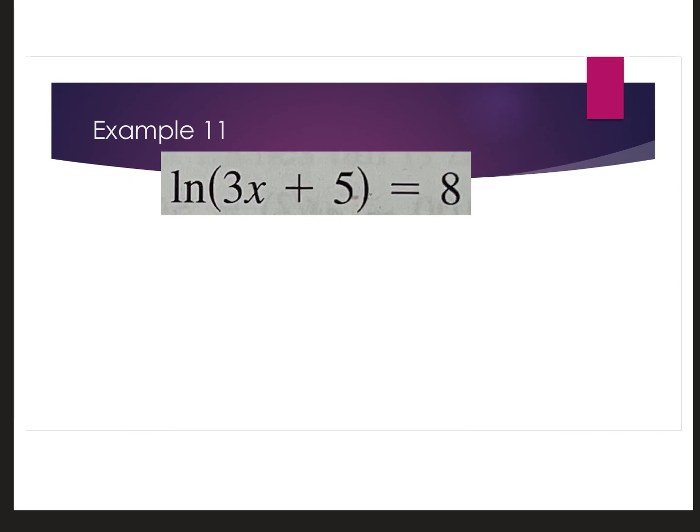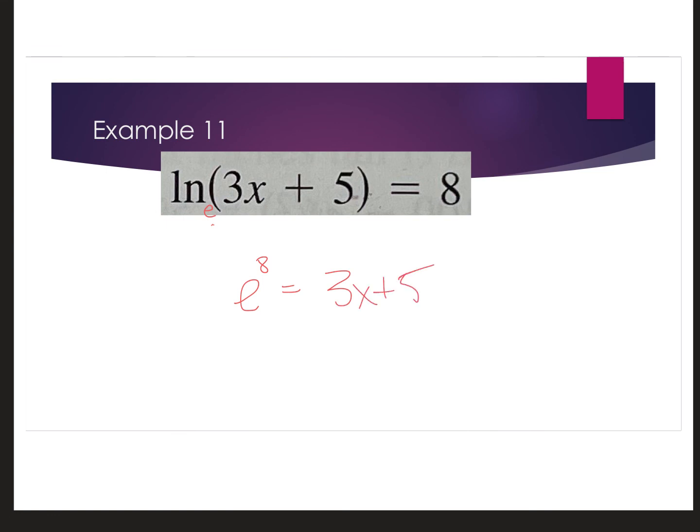Okay. Let's see, so I can't do anything right now, right? There's no way to change the base here. So I'm going to take it out of log form since I know there's a base e right there. It's going to be e to the 8th is equal to 3x plus 5.